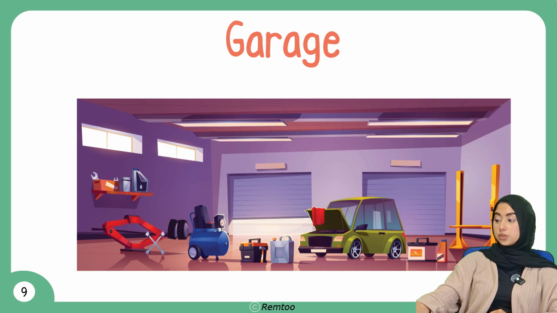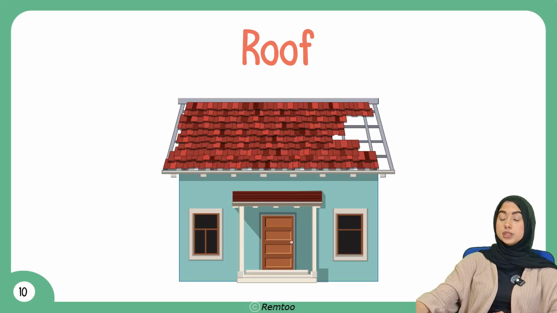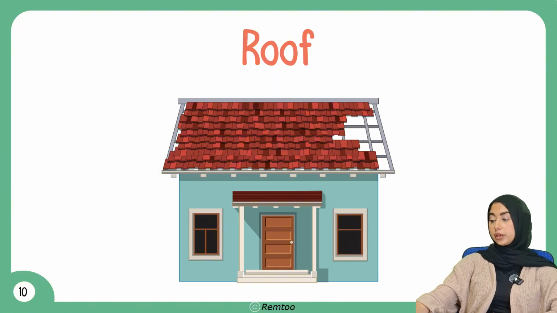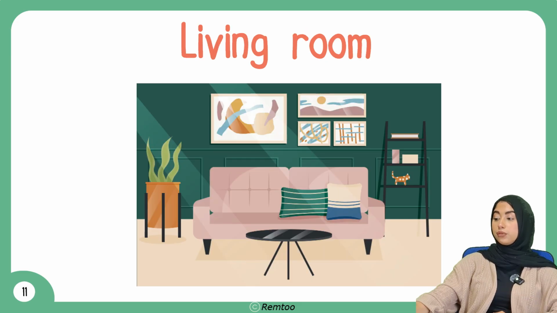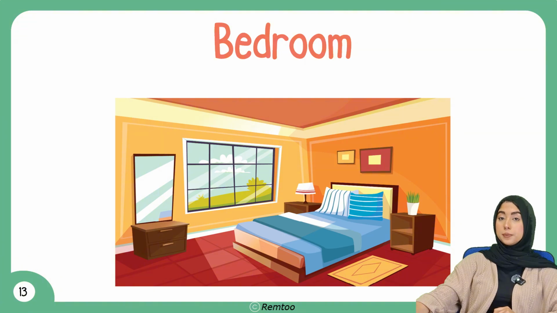So then we have garage, garage, garage. Yes. Then we have the roof, roof. Okay, the area above the house, at the top of the house. Then we have living room, living room, living room. Thank you. Kitchen, kitchen, kitchen. Okay, then we have bedroom, bedroom, bedroom.